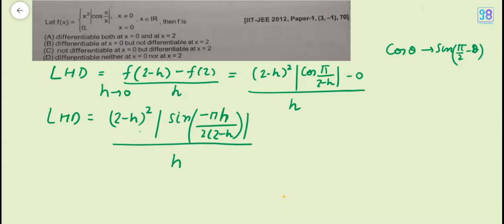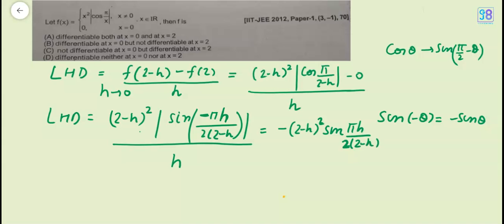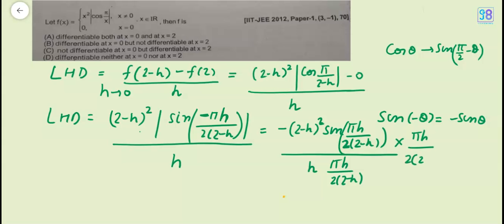Now you will see that h is a positive number, so there is a negative sign over here, and sine of minus theta equals minus sine theta. So if we remove the mod sign, we'll eventually get minus (2 minus h) whole squared times sine of pi h over 2 times (2 minus h), and this whole thing divided by h. Once again we'll divide by pi h over 2 times (2 minus h), and multiply by the same thing. This h and this h will cancel out, this (2 minus h) thing will cancel out with this one, so eventually we'll have this equal to minus pi.